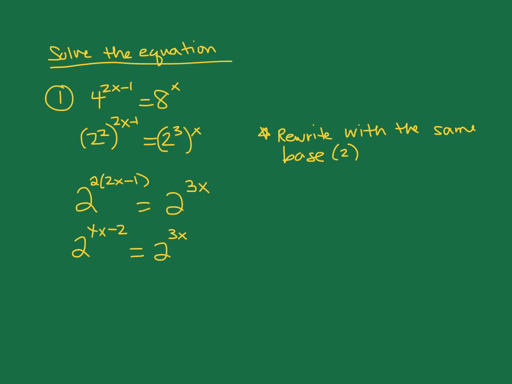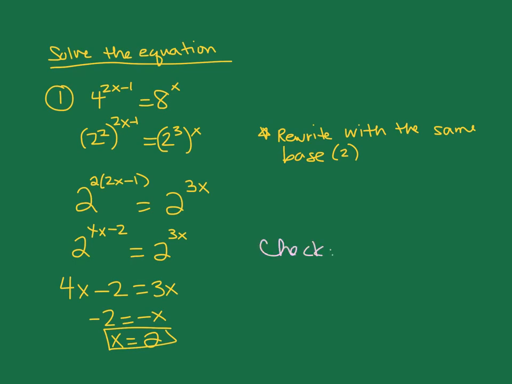Now what I'm allowed to do, this is a fun trick, I can rewrite this as 4x minus 2 is equal to 3x. And then I can solve it out. I get negative 2 equals negative x. So my answer for this one is x equals 2. And I do recommend that you go back and check your answer. I think that's a good idea.